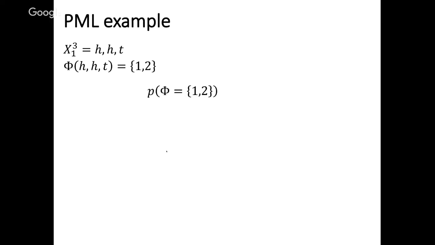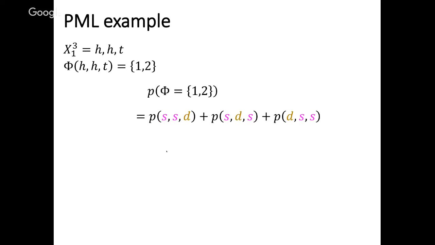Let's look at one or two examples so that we are clear on what PML is. Suppose we see the sequence heads, heads, and tails. Then the profile is going to be 1, 2 as we saw before. Then what is the probability of the profile 1, 2? The profile phi being 1, 2 means that there is a symbol that appears once, and there is another symbol that appears 2 times.